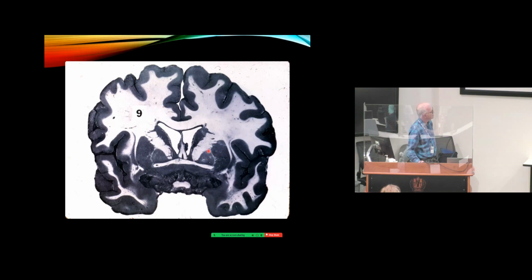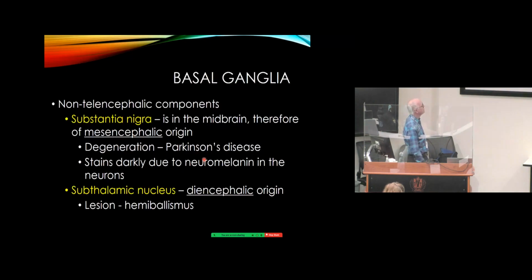I just show this because it was the nicest one I could find, showing you a clear separation between the putamen and the globus pallidus. So those are the telencephalic components of the basal ganglia: caudate, putamen, globus pallidus. But there are deeper parts to the basal ganglia, and they're embryologically part of different areas. For example, the substantia nigra is in the midbrain.